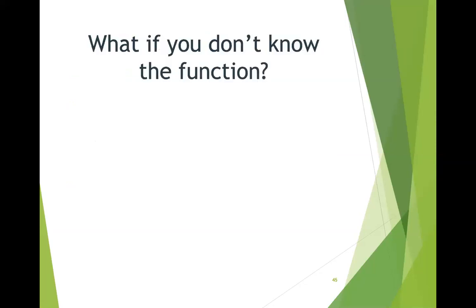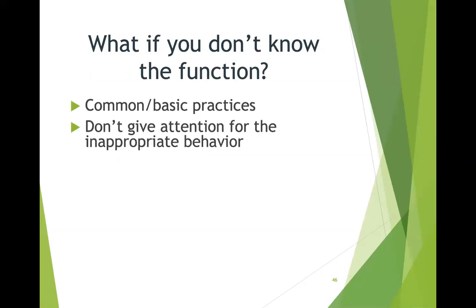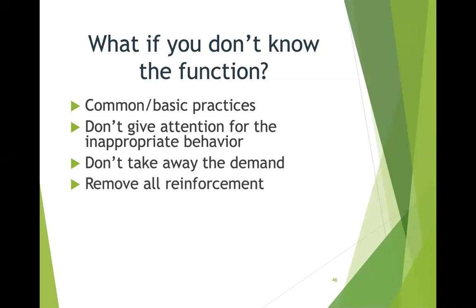So what happens if you don't know the function? And this may happen sometimes too, if our ABC data sheet is inconclusive and we're not able to find a clear function. First thing we want to do is just follow some common or basic practices. This includes not giving attention for inappropriate behavior. If there was an instruction or demand put in place, make sure that stays and we do not take that demand away. We want to remove all reinforcement.